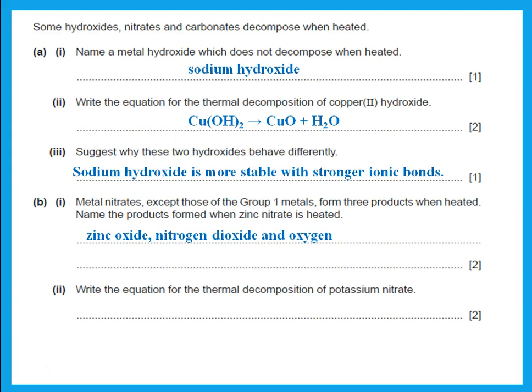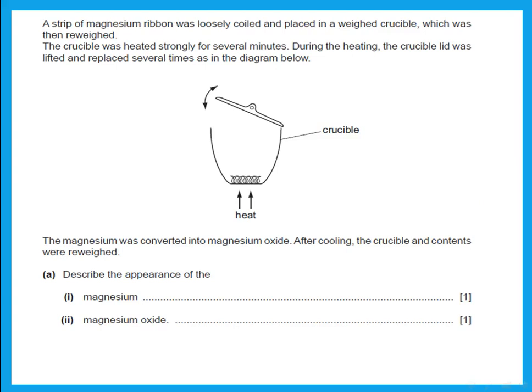Write the equation for the thermal decomposition of potassium nitrate. Again, potassium nitrate is a nitrate of group 1. We said that will mean that when it breaks up, it will give the nitrite plus oxygen, and you balance the equation. Were you able to do all of this? If you studied the notes and you went over the video that explained it, you should be able to do these questions.